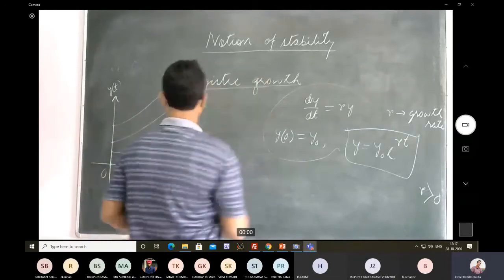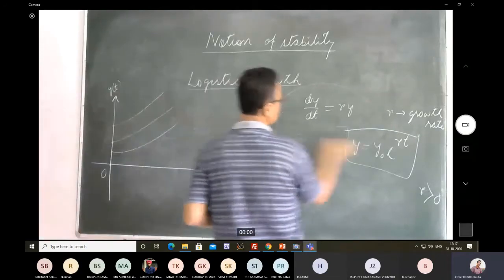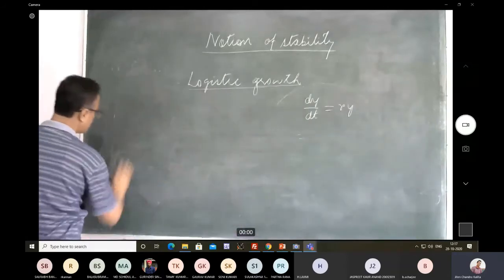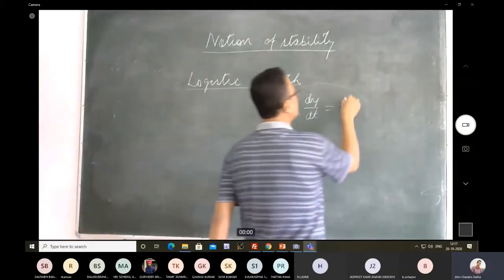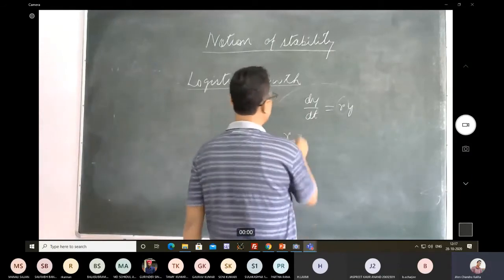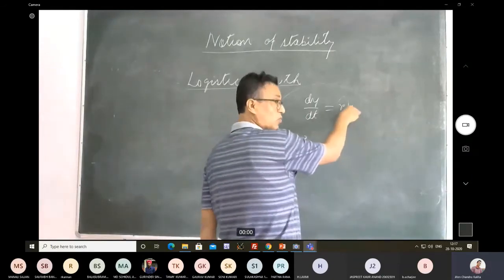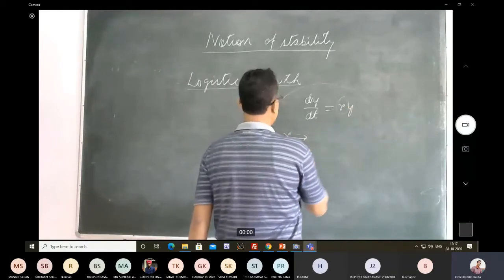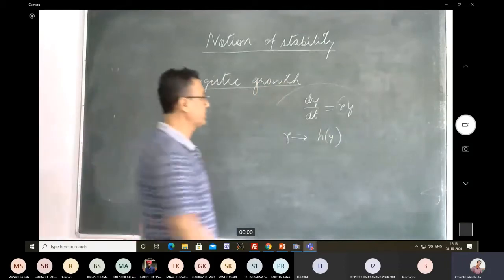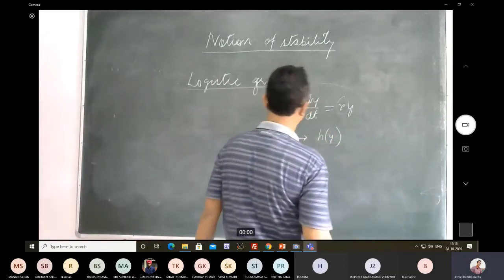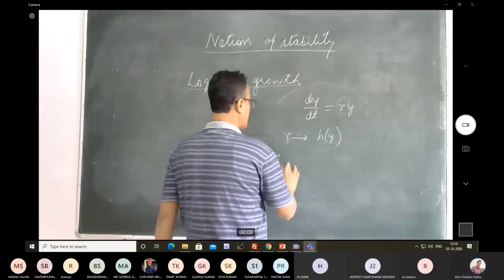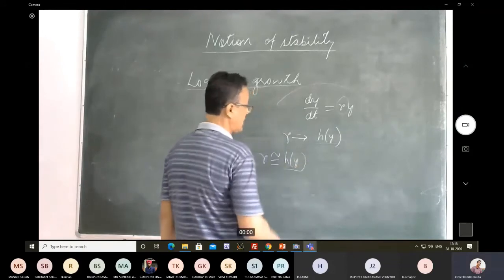So what is the logistic growth? It takes into account the fact that the growth rate R is not fixed. This R is going to depend upon the population y, so it should be some function of y. And the function should be such that this R is approximately equal to this function h(y).